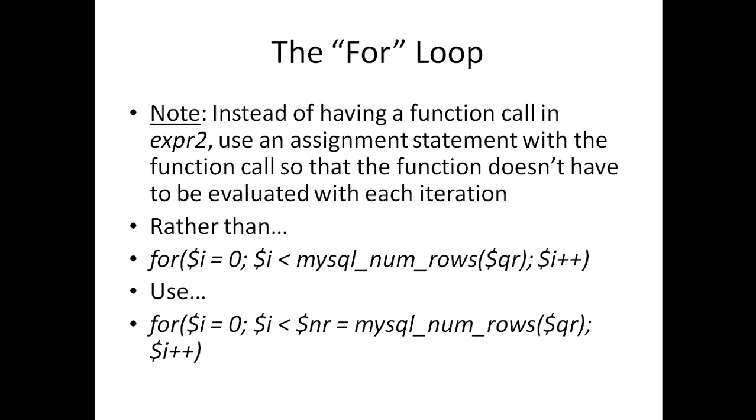Note, instead of having a function call in expression 2, use an assignment statement with a function call so that the function doesn't have to be evaluated with each iteration. This is just a tip I'm tossing out there for you from a performance perspective. Rather than doing something like for $i equals 0, do while $i is less than mysql_num_rows($qr), iterate $i, use $i equals 0, do while $i is less than $nr equals mysql_num_rows($qr), iterate $i.